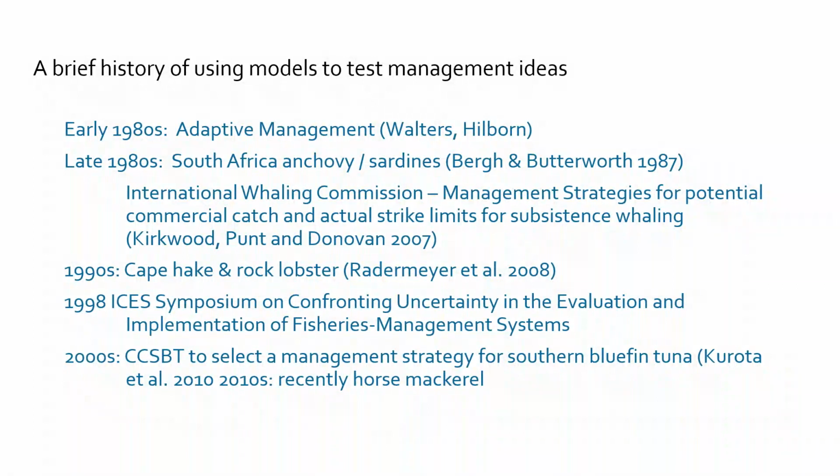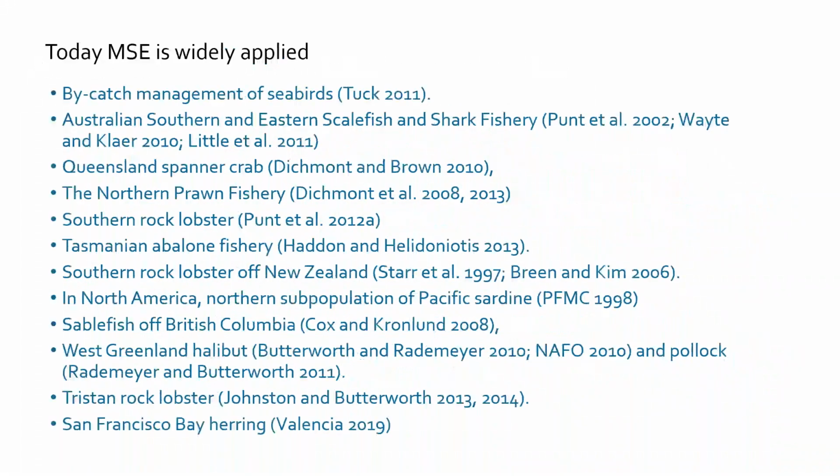At the same time, the very first management procedure was put in place in South Africa for anchovy and sardine. So in the 1980s, this idea of having a basis for how you were going to manage something by using a computer simulation came about. Since then, it's been used for all kinds of things. Some of the biggest and most established relate to whales and things like southern bluefin tuna. I've listed here a whole bunch of creatures. The point is, short-lived, long-lived, reef fish, invertebrates, you name it, people have used management strategy evaluation. It's pretty well established now.